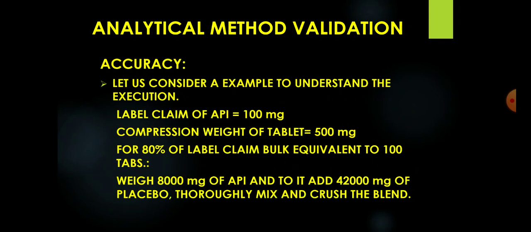Let us consider an example to understand how the accuracy is executed. Let us suppose the label claim of the API is 100 mg, and the compression weight of the tablet is 500 mg. If we want to prepare a sample of 80% label claim, bulk equivalent to 100 tablets, then we need to weigh 8 gram of API, and to it we need to add 42 gram of placebo. Thoroughly it needs to be mixed and the blend crushed.